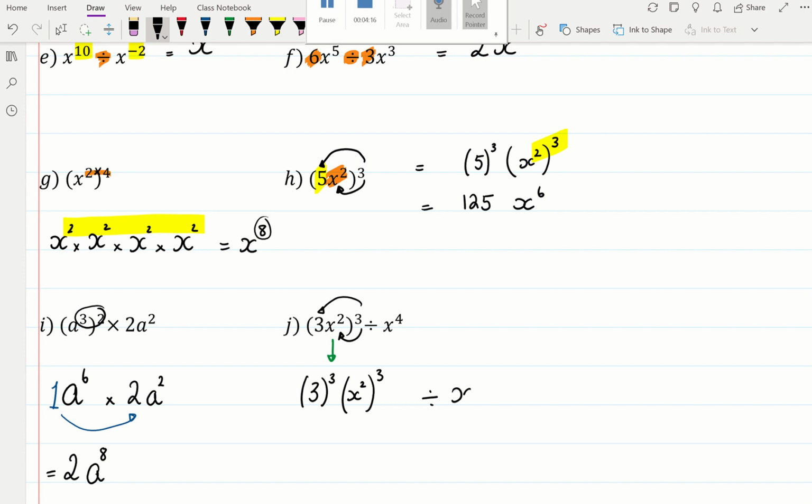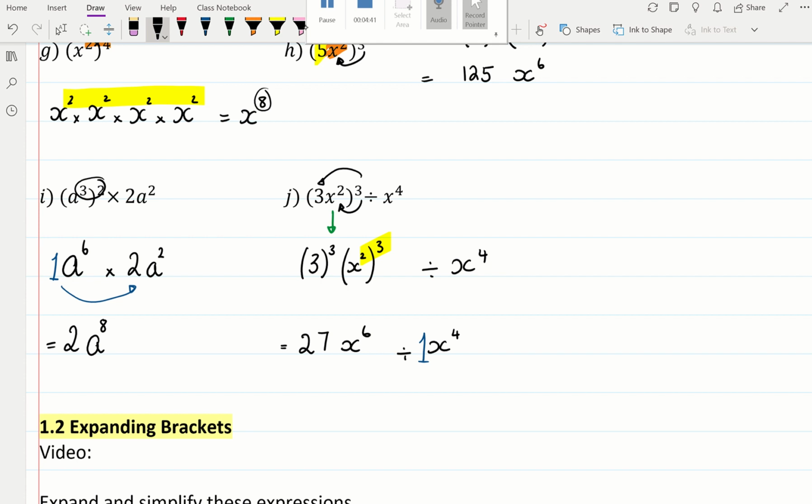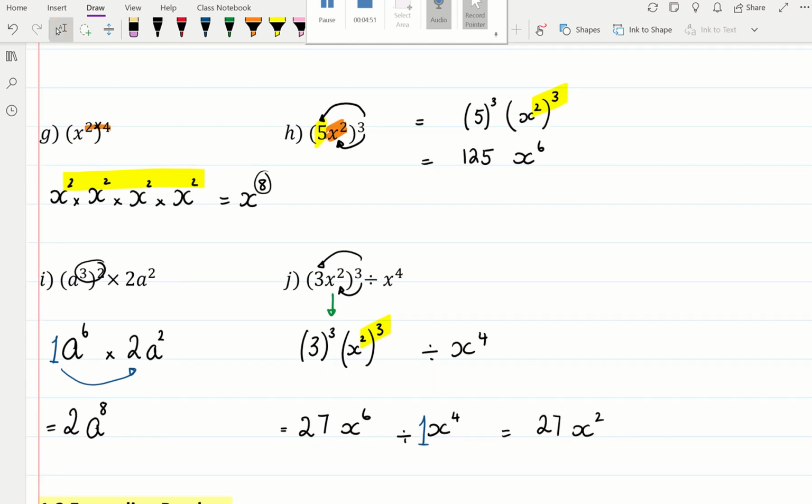And then I'm going to divide by x to the power of 4. Well, 3 cubed, 3 times 3 is 9, times 3 is 27. You can put that into your calculator and get it straight away. And I multiply the powers, so x to the power of 6 divided by x to the power of 4. And this would be the same as 1x to the power of 4. So 27 divided by 1 is 27. And x to the power of 6 divided by x to the power of 4 is x squared because I subtract the powers.